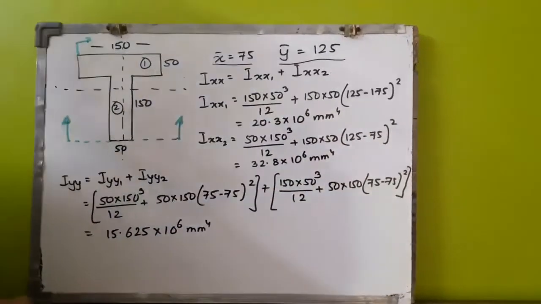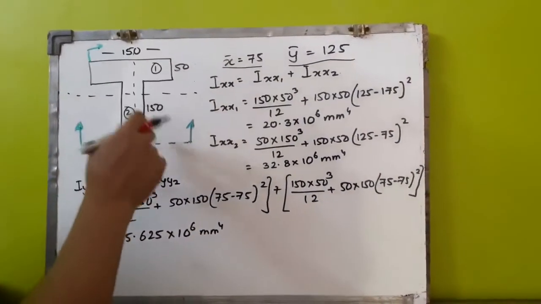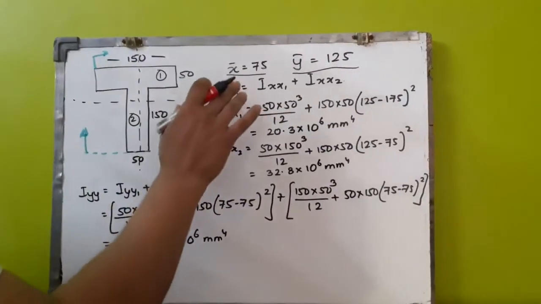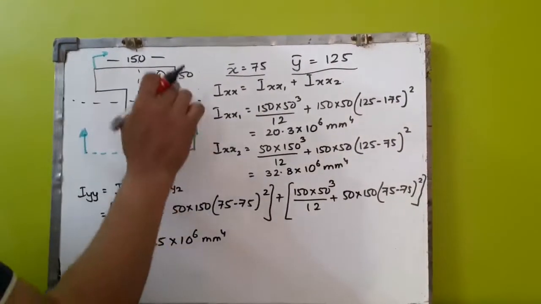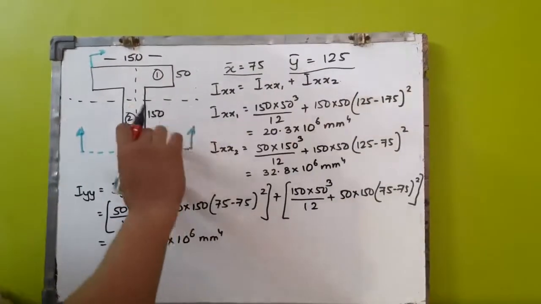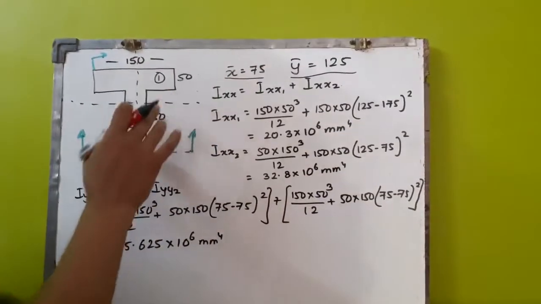So this is the T section that we have taken. In this T section, the dimensions are given to you, and by the method of centroid we have found out that with these references, x bar is 75, this distance is 75, and y bar is 125, this distance is 125. The references you can take on your own.